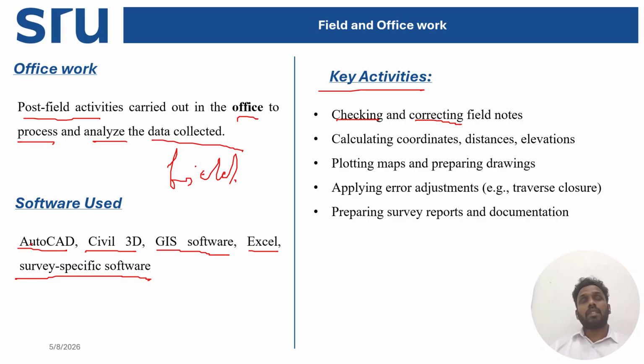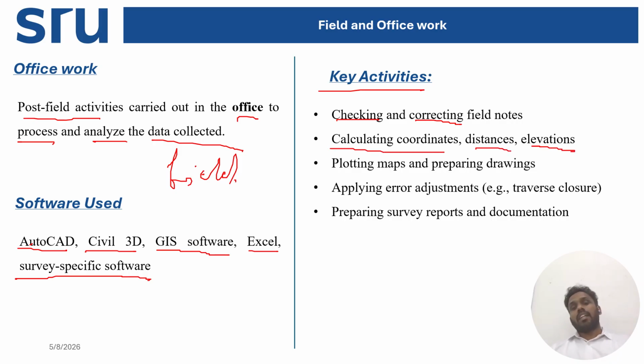What is your intermediate state, what is the height difference, everything should be calculated. If you're doing a closed traverse, whether the sum of your included angles is as per the requirement or not, those things you have to check accordingly for your needs. Then calculating the coordinates, distance, and elevation, right?